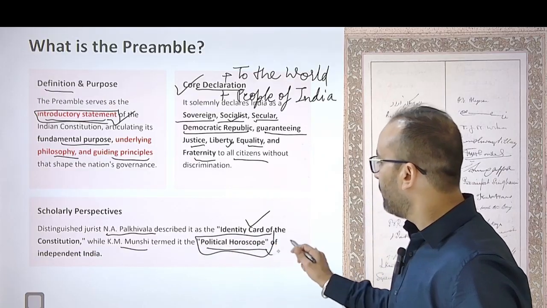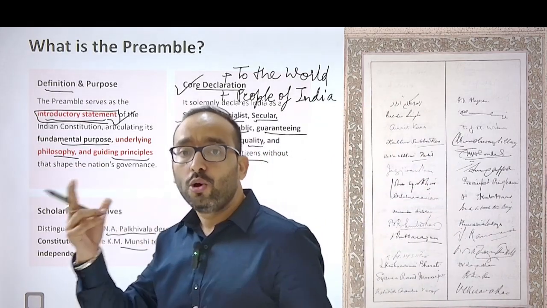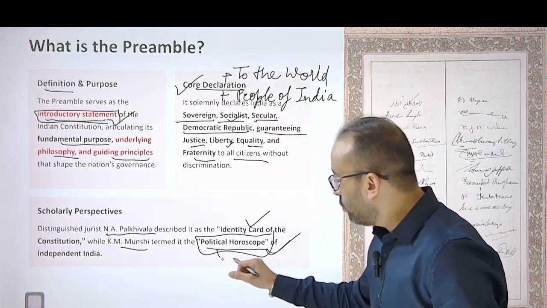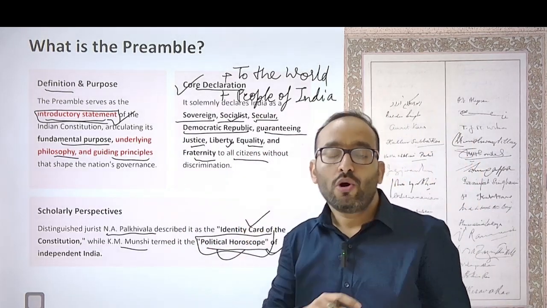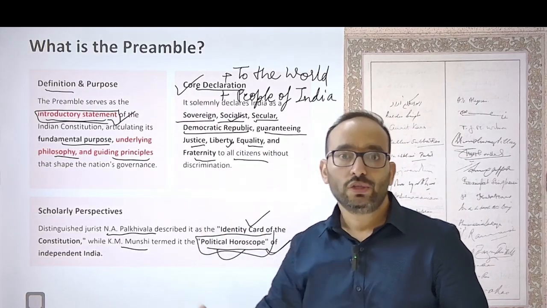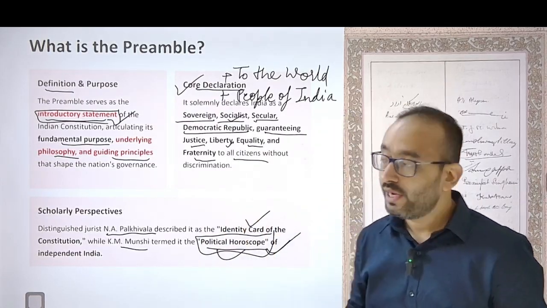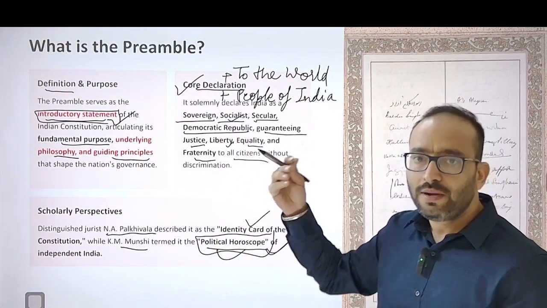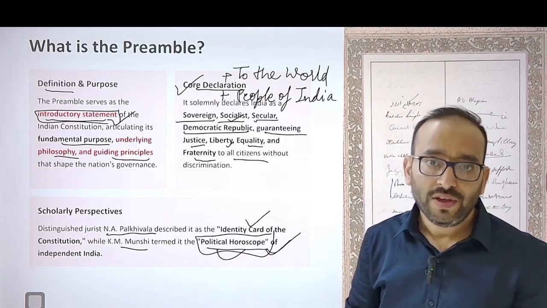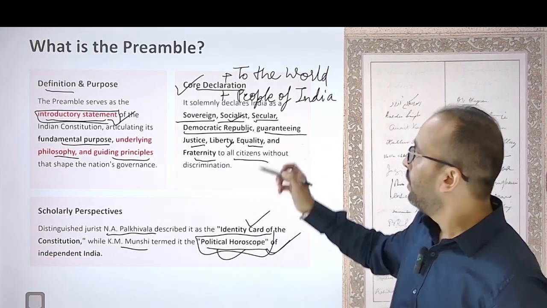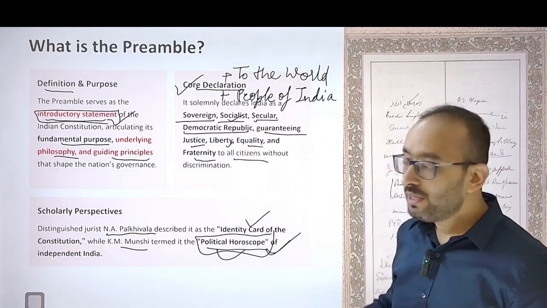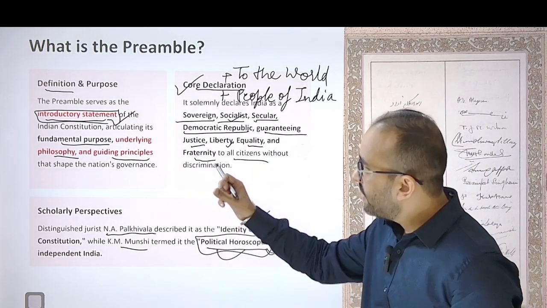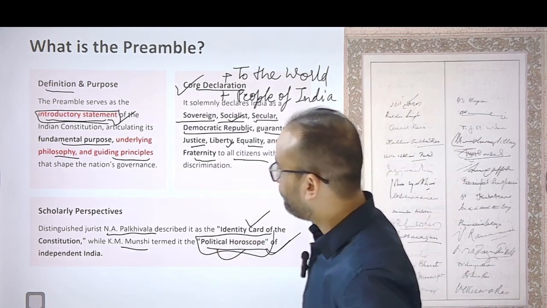Now this is quite important. Political horoscope. Why political horoscope? A horoscope is something where we predict the future of an individual. And political horoscope means how the political setup or the polity of India would look in the future. So at the time of adoption, that is in 1949, it was said that India aims to be sovereign from the day itself, socialist, that is a welfare state removing inequalities, secular, democratic, republic. So this is basically the political horoscope, the future of India which we want to build. That is what is communicated through the preamble.